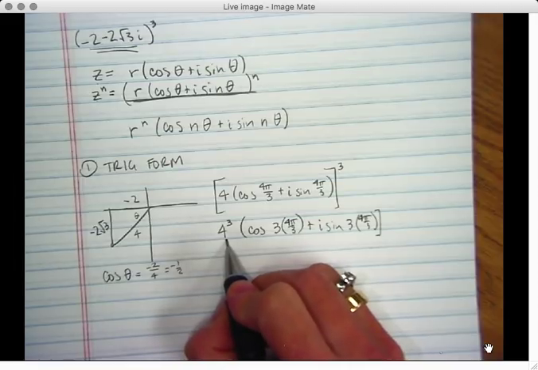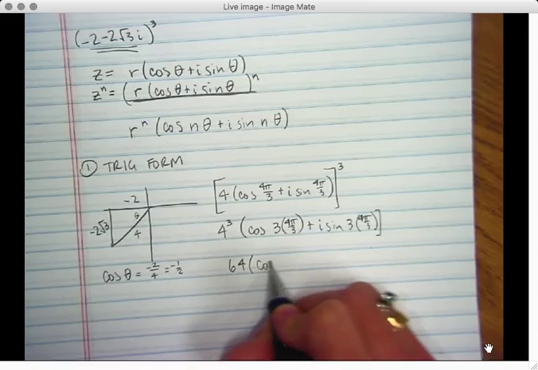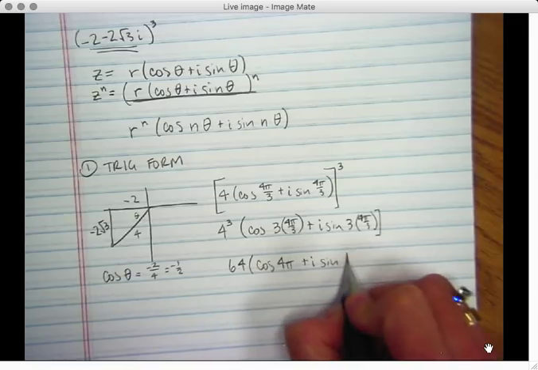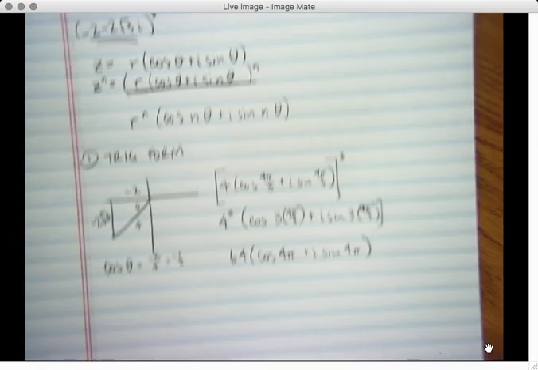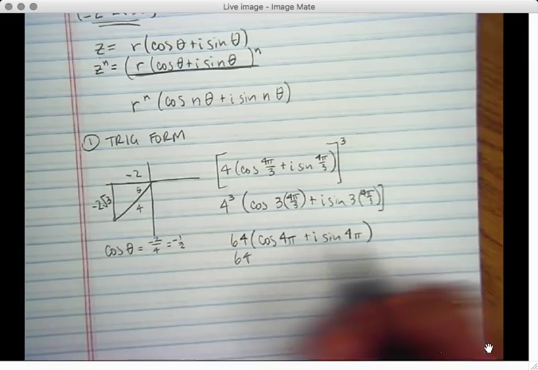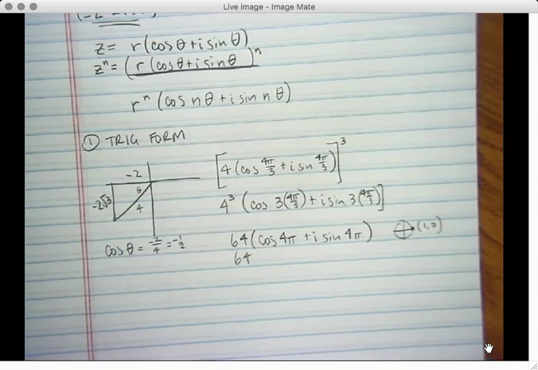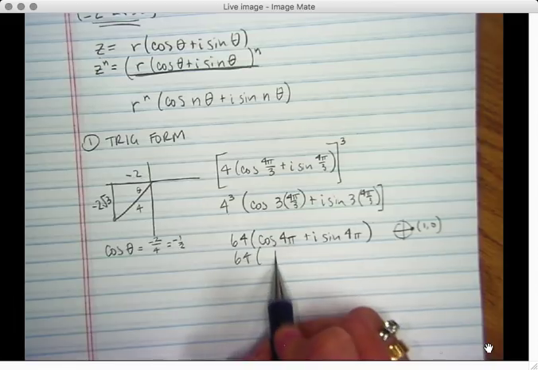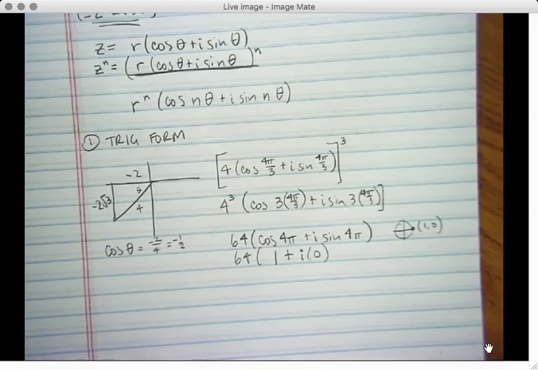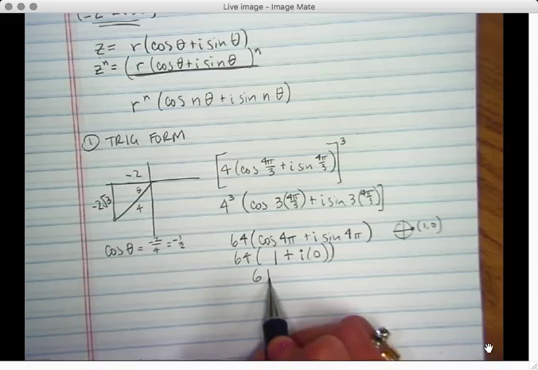So this on the outside, 4 to the third is 64. Simplifying this just a little bit, this is the cosine of 4 pi plus i sine of 4 pi. And if I simplify each of those, right, I know exactly where 4 pi is on the unit circle. It is right here at (1, 0). So the cosine at that location is 1 plus i times the sine at that location is 0. And if I just multiply this stuff together, I get 64.